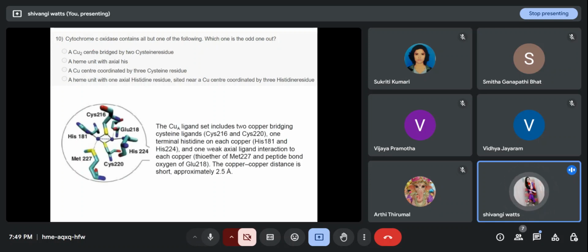So this is the cytochrome C oxidase. Here there are two copper atoms, this is copper 1, copper 2. It means copper 2 center bridged by 2 cysteine residues. So two cysteines are present between two copper atoms. It means two copper atoms are bridged by two cysteine residues. So this statement is right. Okay, so next, if you will see the heme unit with axial histidine.